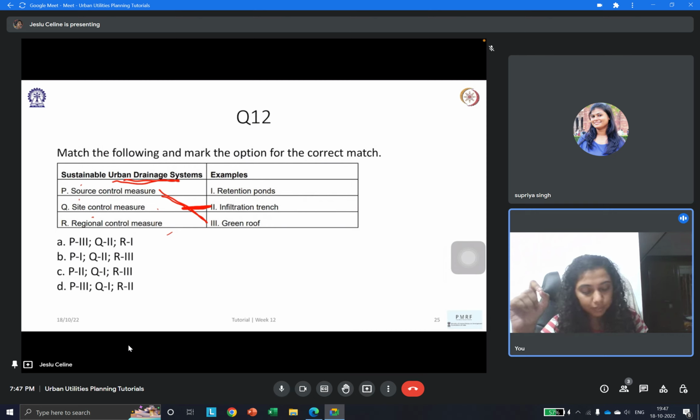Whereas an infiltration pond is a site control measure, as you rightly said. You have a site, and in that site you can do it. A retention pond is more of a regional control measure, because the water in one retention pond will not come from one household or one office. It will be coming from the entire region. You have a retention pond for that entire region. So the answer is: source control measure is green roof, site control measure is infiltration trench, and regional control measure is a retention pond. Clear? Yeah. So let's proceed.